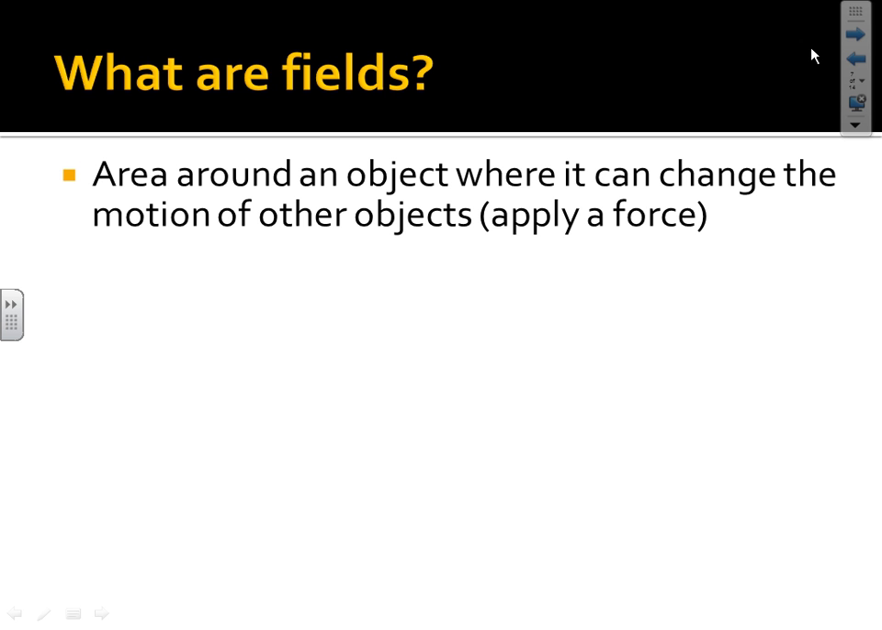If you wrap your hand around a wire, and that wire is carrying a, what do we call it when charges move? It's called a current, right?